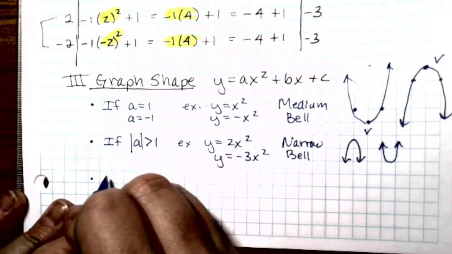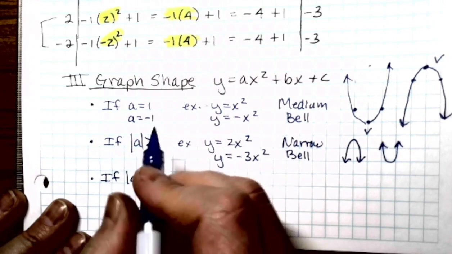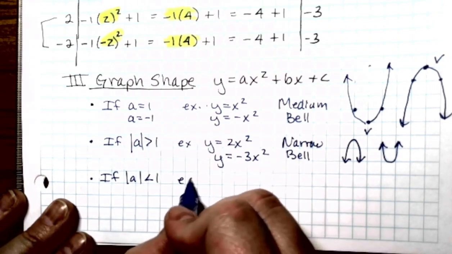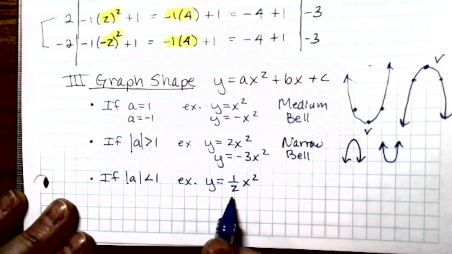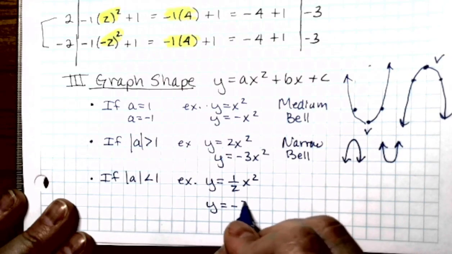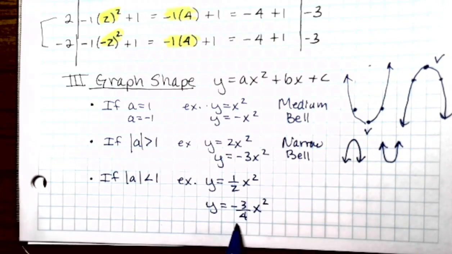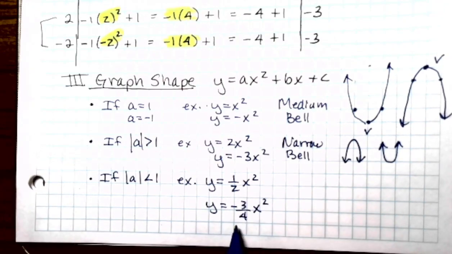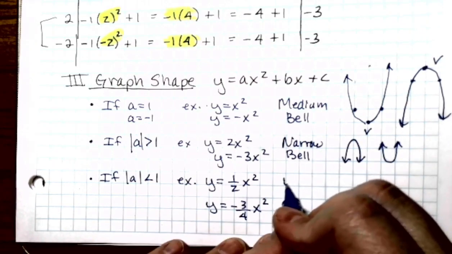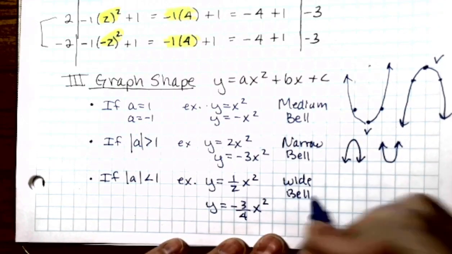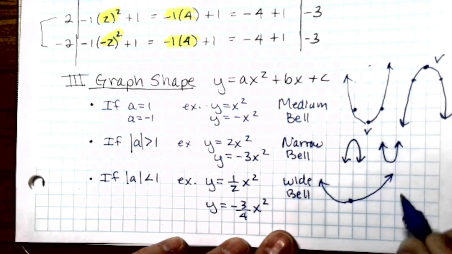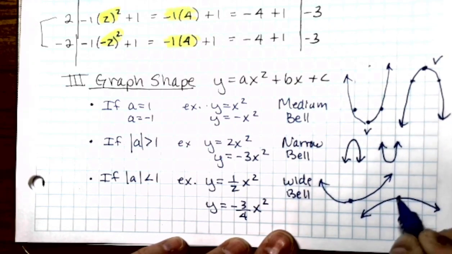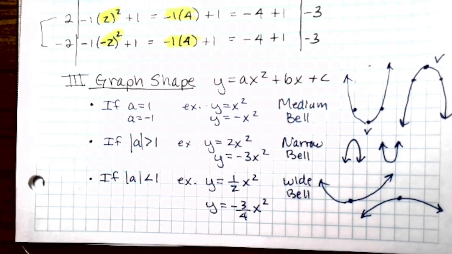All right, the last one is if the absolute value of a is less than 1, if it's a fraction. So for example, y equals 1/2 x squared, so a is 1/2, or y equals negative 3/4 x squared, where a is also a fractional value. So if a is a fraction less than 1, you're going to have a wide bell. And they get wide really, really fast. So you're going to end up with a super wide bell either opening up or opening down, and you need to make your graph accommodate the width that you can expect.